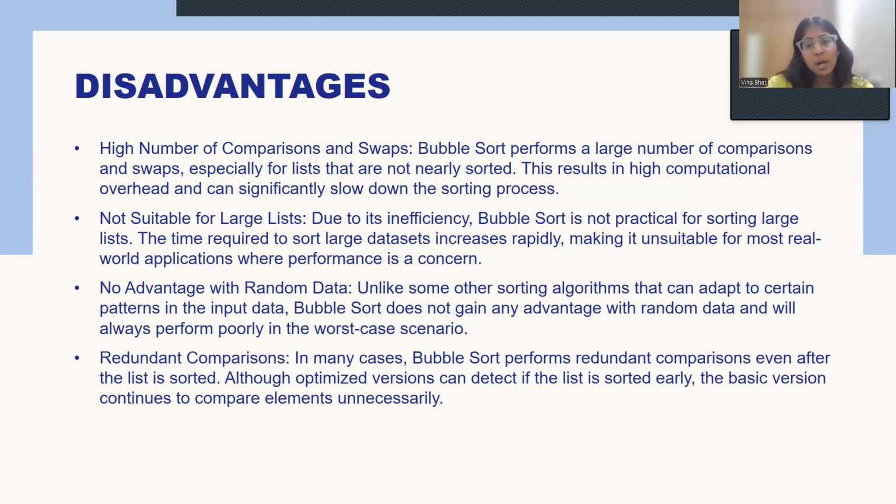Unlike some other sorting algorithms like merge sort and quick sort, bubble sort cannot adapt to certain patterns in the input data. It does not gain any advantage with random data and will always perform poorly in the worst case scenario. Next is redundant comparisons.